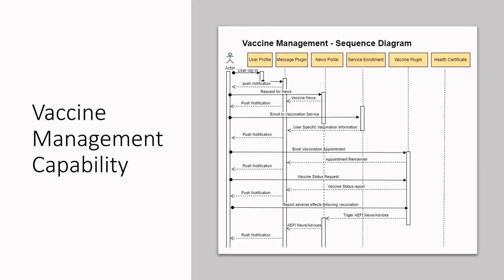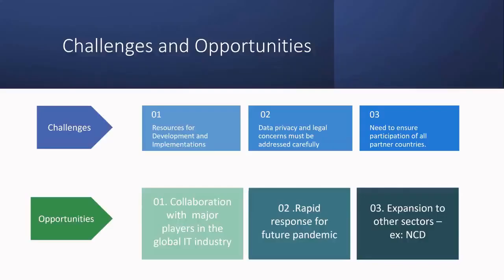To get all these services, he needs different plugins, which are listed above in yellow. So in the vaccine management capability, you have a plugin library consisting of the messaging plugin, news portal plugin, service enrollment plugin, vaccine plugin, and health certificate plugin. Like that, we will have separate plugin libraries for other capabilities as well in our framework. Right, so that is very briefly about our framework, and this is the last slide.